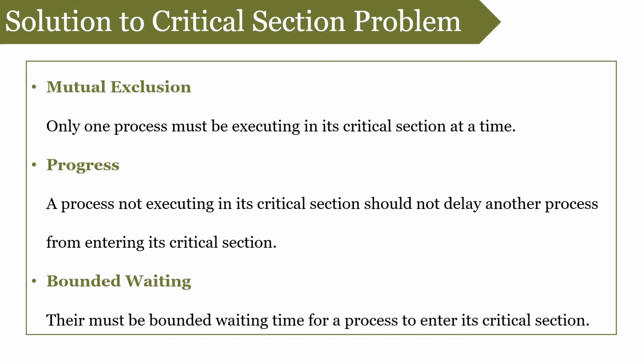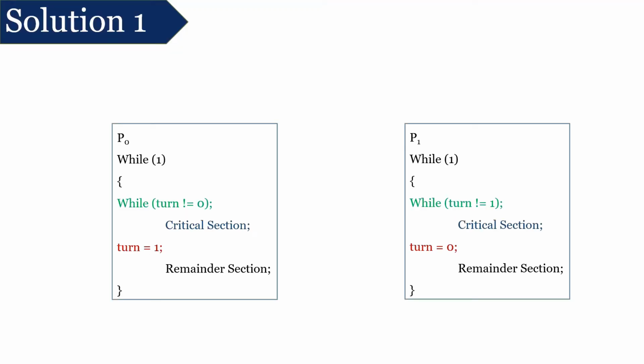Now let us figure out some solutions to the critical section problem. Let's say we have two processes, process P0 and process P1, that are accessing the common shared resources, and they have their corresponding code to enter the critical section. Initially, let the value of turn equal 0. Now, the process P0 tries to enter its critical section. It executes while 1 and further checks the condition while turn not equal to 0, which turns out to be false. So, it exits the while loop and enters the critical section. On exit, it makes turn equal to 1 and executes the remainder section.